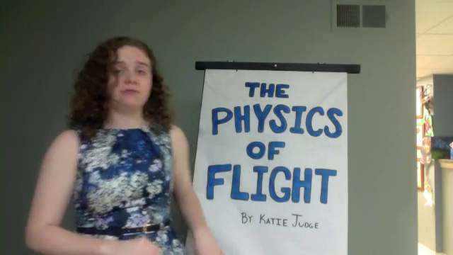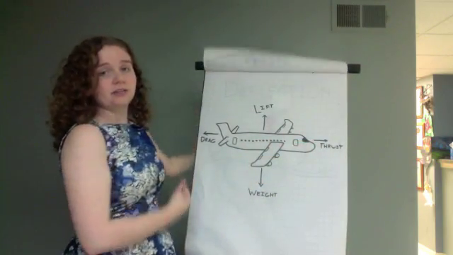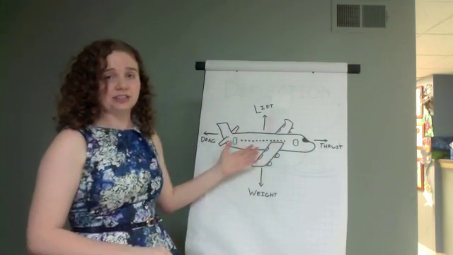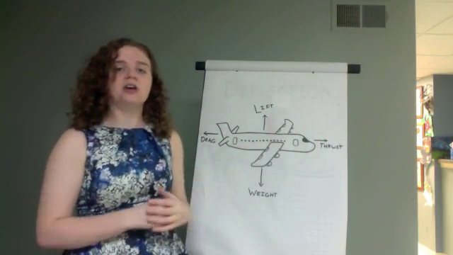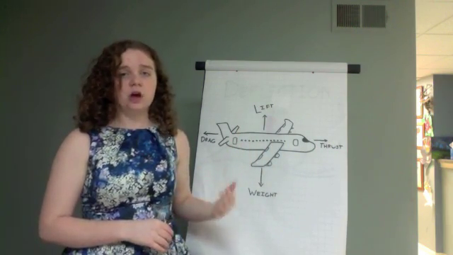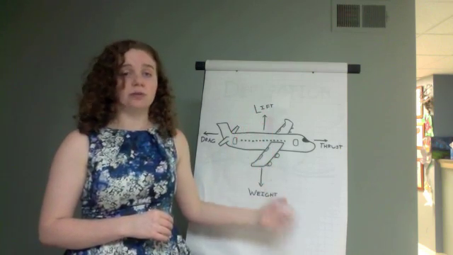There are four main forces acting on a plane in flight: thrust, drag, lift, and weight. The thrust is generated by the plane's engines pushing it through the air. Drag is the force of air resistance that counteracts some of the thrust. The weight of the plane is the force of gravity pulling the plane down toward the earth.